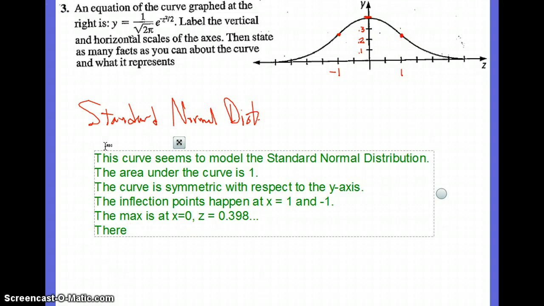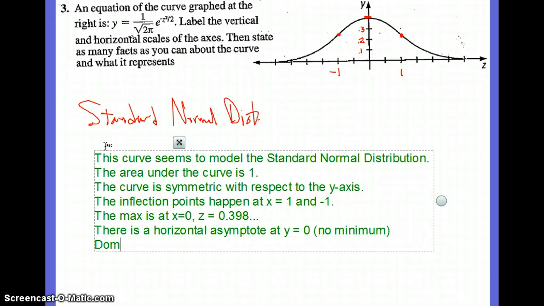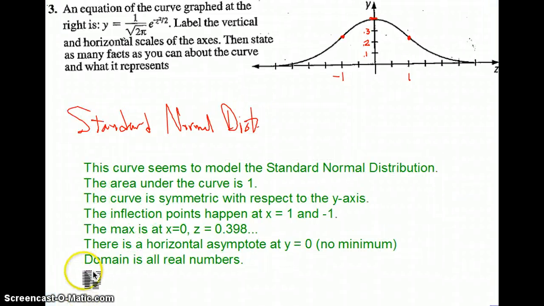There is a horizontal asymptote. This is so much better than me writing this out. At y equals 0. So no minimum. Our domain is all real numbers. I can't think of anything else to say. That's like 7 facts. And the probability is 1. Great. Yeah, I'm on a roll now.